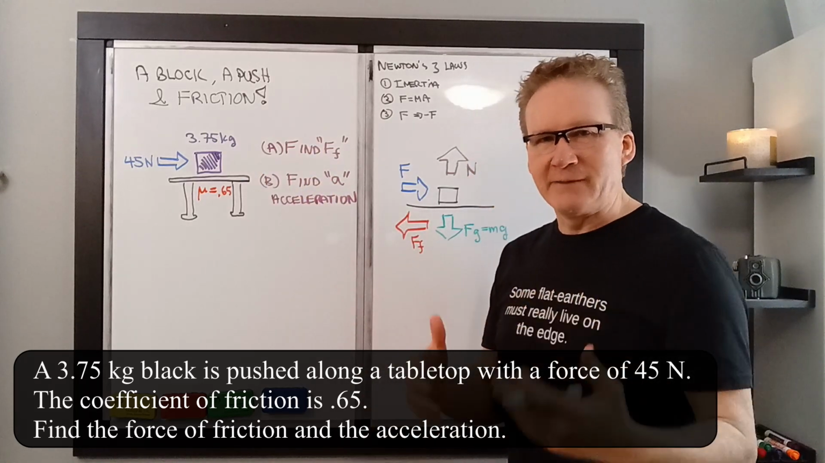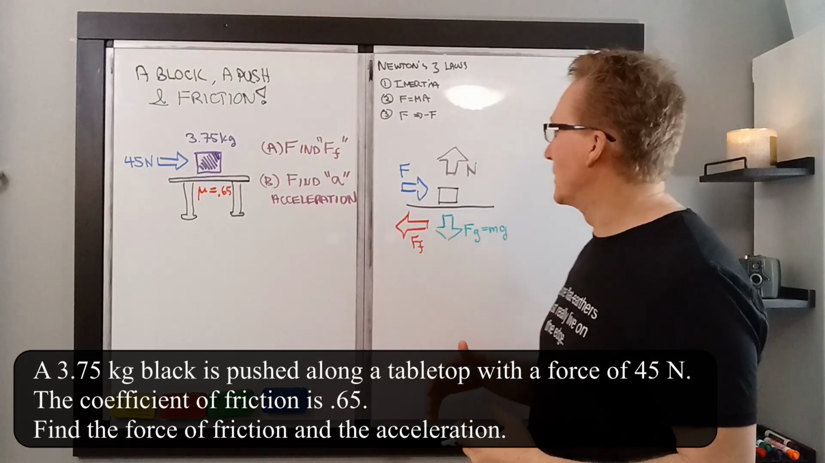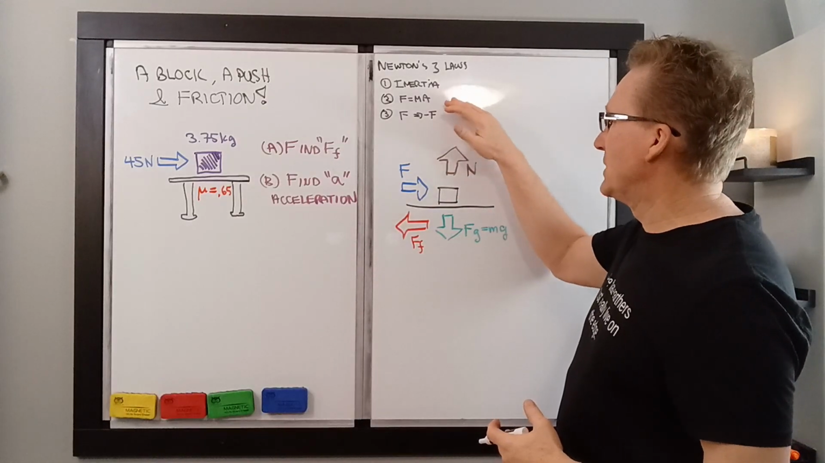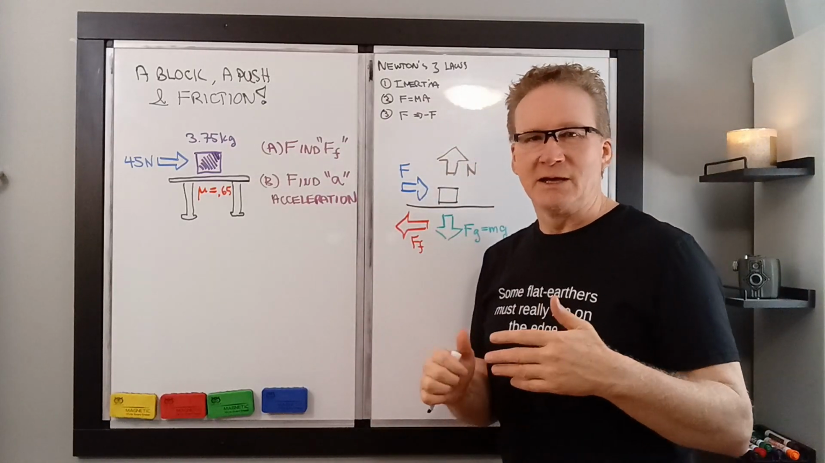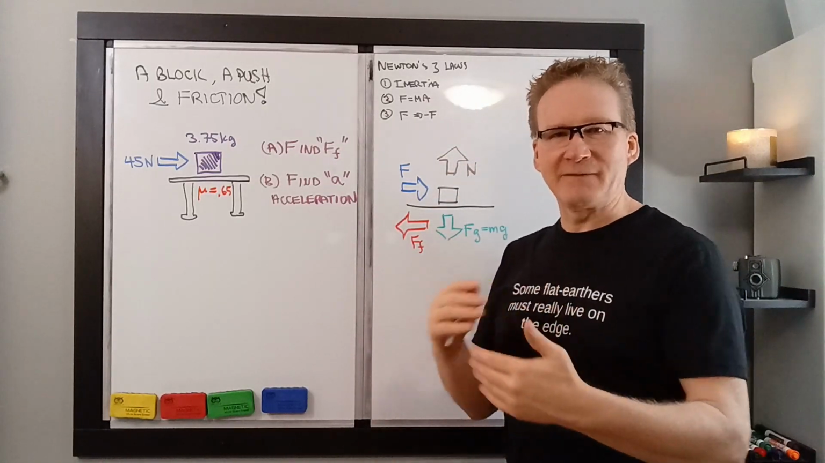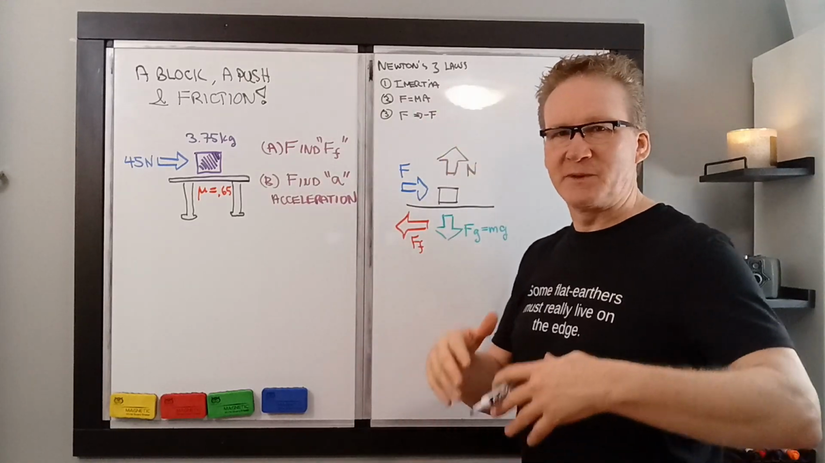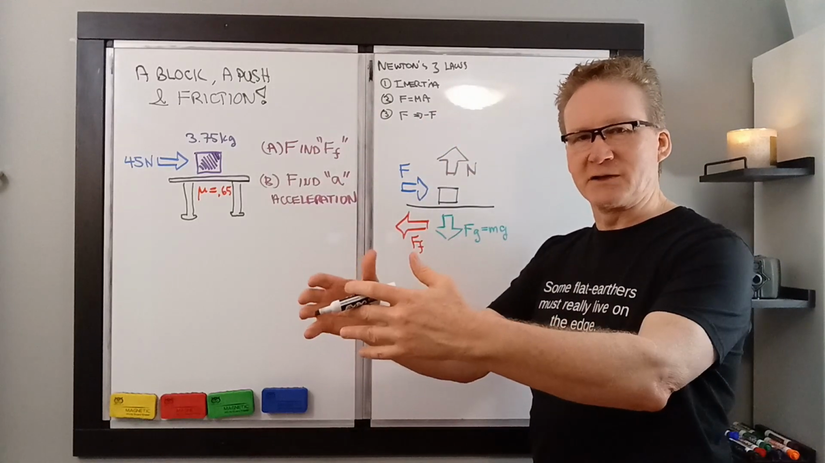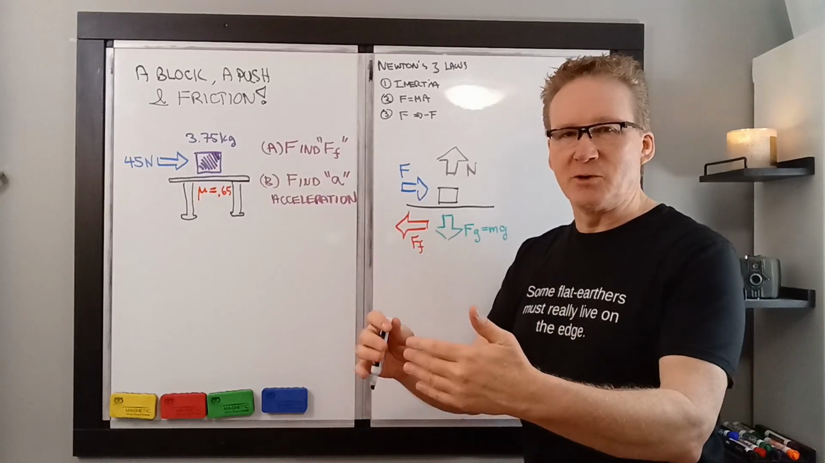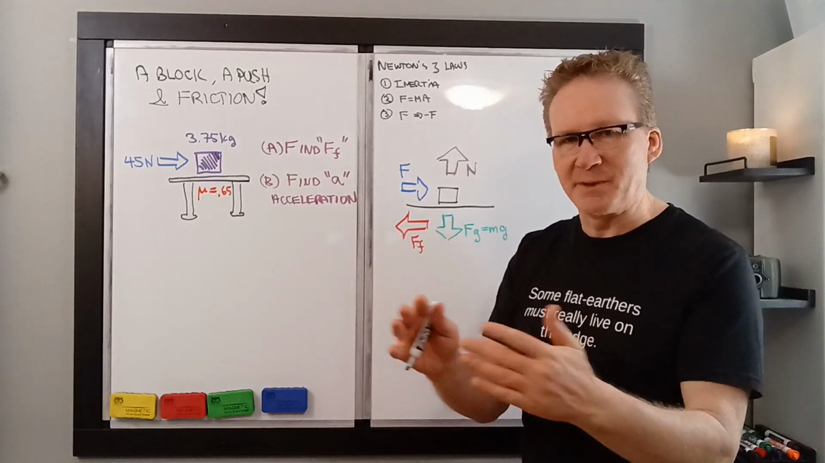Now, just to give you a little bit of background, so you understand what we're doing here, we're dealing with Newton's three laws. You don't need to memorize Newton's three laws, but have a general idea of what they mean. So the first law is sort of the law of inertia. If something is sitting still or moving at a constant velocity, it's going to continue to move unless acted upon by an unbalanced force.